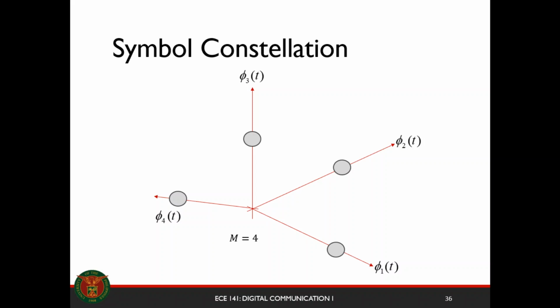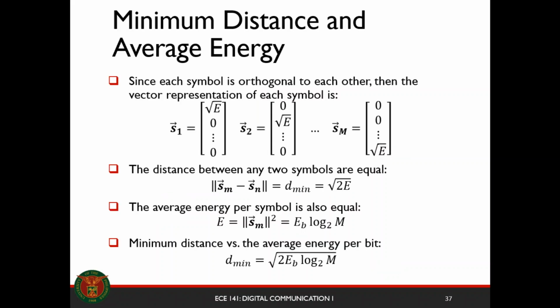As always, we want to know the minimum distance and the average energy. So if we're going to break down your different symbols, since they are orthogonal to each other, the different symbols have a value of square root of E depending on what dimension they are. So let's say S sub 1 lies on the first dimension, S sub 2 on the second, and S sub M on the Mth dimension.